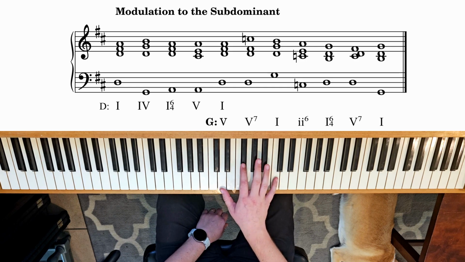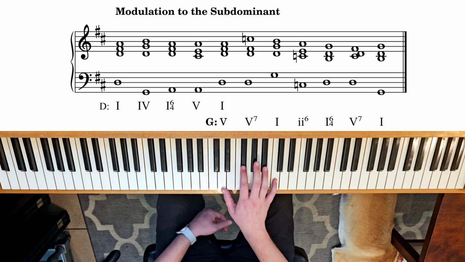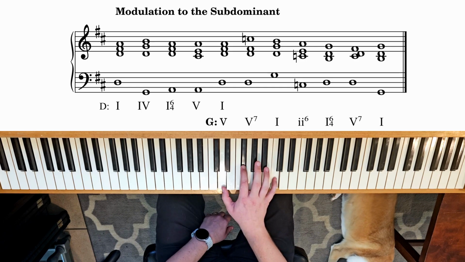This 5-7 resolving to 1 could be classified as an imperfect authentic cadence, as we now have our B in the melody, creating a weaker sense of resolution, as we want to have our first resolution to G and then we'll take another resolution to G in a perfect authentic cadence later to really cement our ear into being in G major and getting out of D major.